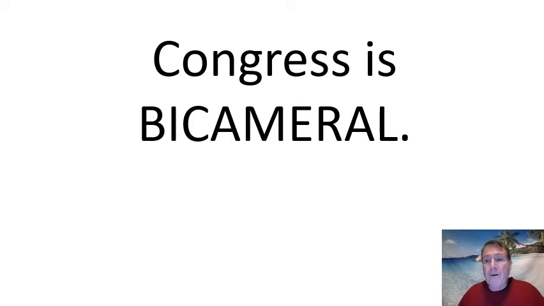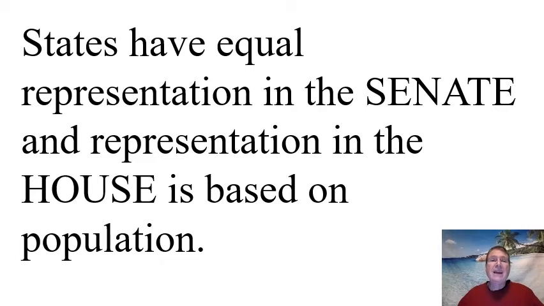So Congress, in the Great Compromise, became bicameral. That means there's two houses, two groups of people. States have equal representation in the Senate, and representation in the House of Representatives is based on population.